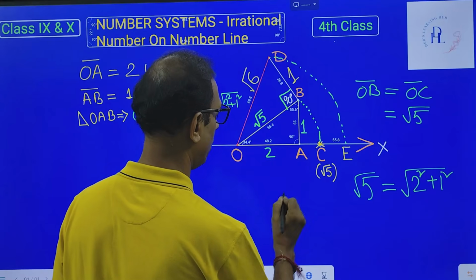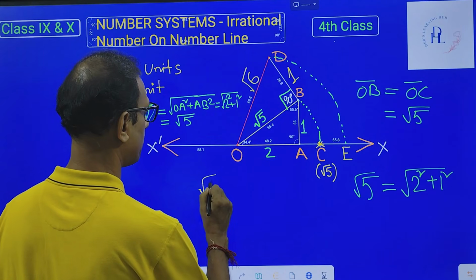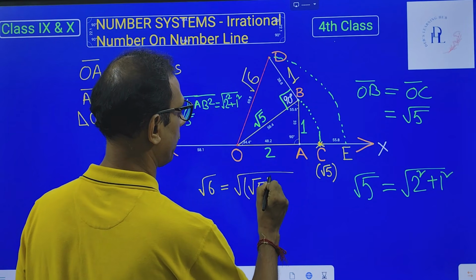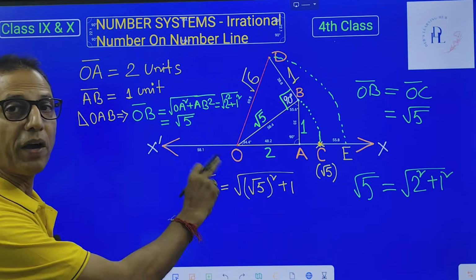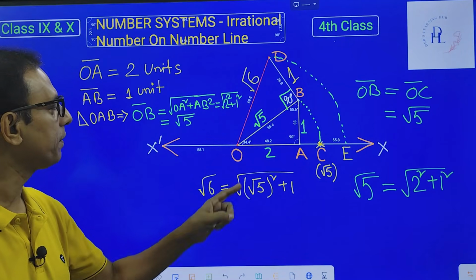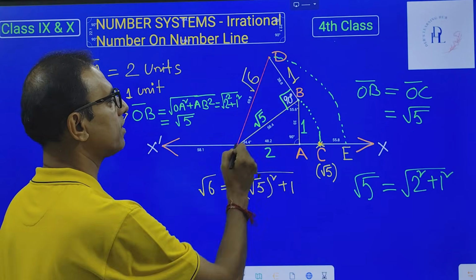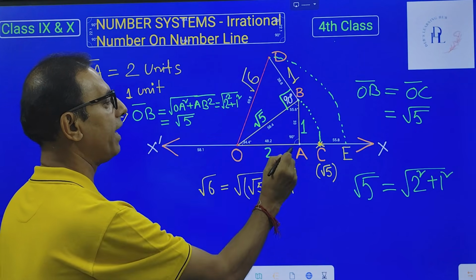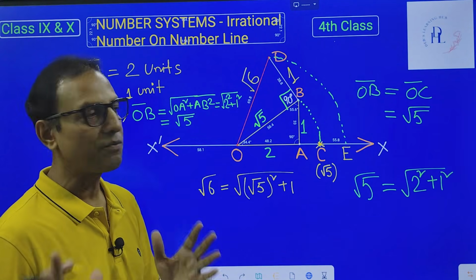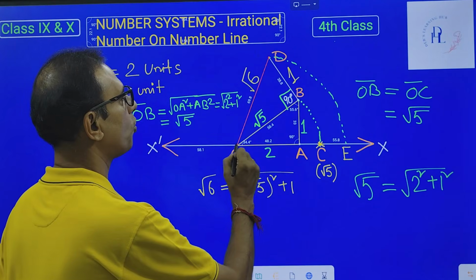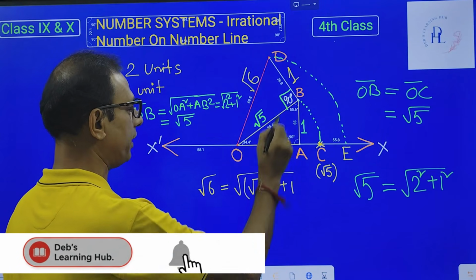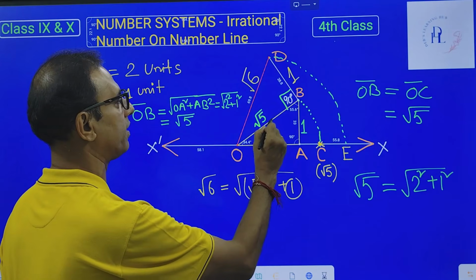Now somebody is asking to find out root over 6. Root over 6 means root over 6 equals root over (root 5) whole square plus 1. That means you need to find out first root over 5. तो root over 5 तो आपको पता है कैसे निकालना पड़ेगा. तो root over 5 जब निकल गया, अब क्या करना पड़ेगा? ये जो OB is root over 5. If OB is root over 5, then again the same process. You need to know the base and from there you need to draw the perpendicular. So OB जो base है इधर से हम लोग perpendicular draw करेंगे, and that perpendicular with the length of 1 unit, because root over 5 is there already.